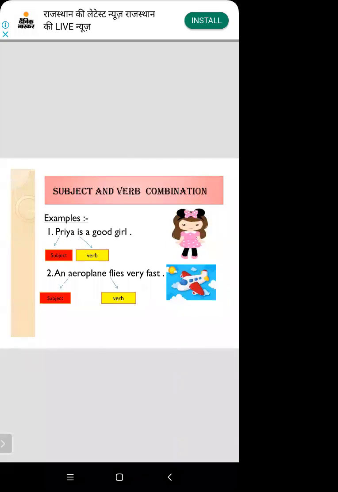Okay. So you are a boy. Okay, now you say that I am a student. Okay, I am a student. So here in this sentence, am is here as a verb. You are a doctor. Are is here as a verb here also. Priya is a good girl. Is here verb here. Okay, students, so this is a simple sentence. You identify the subject and verb. Clear, student?